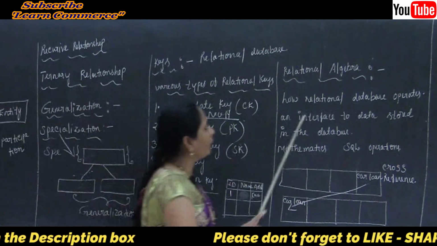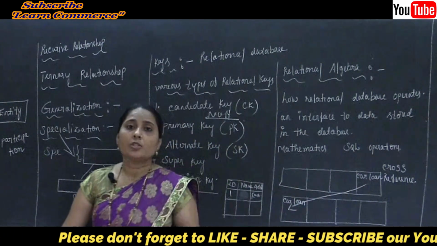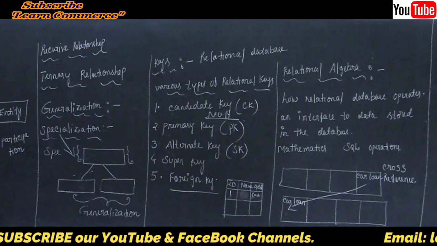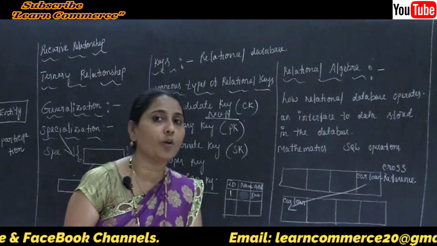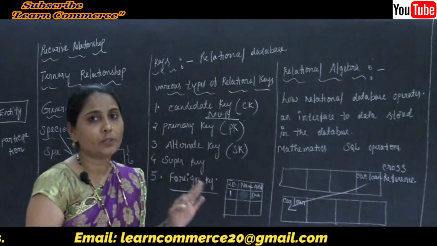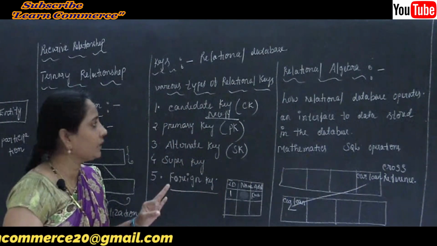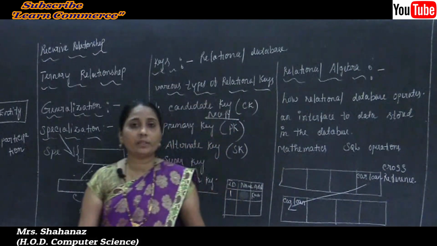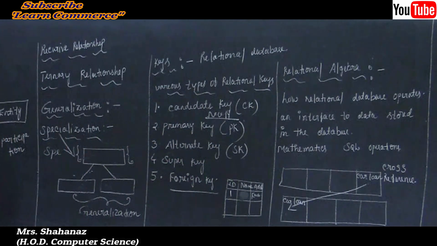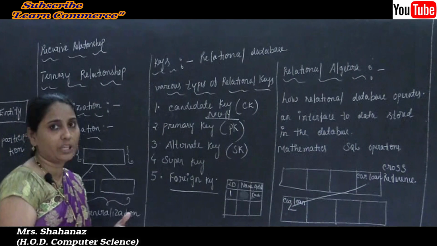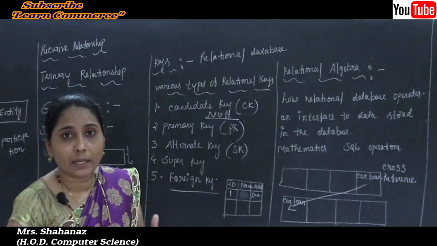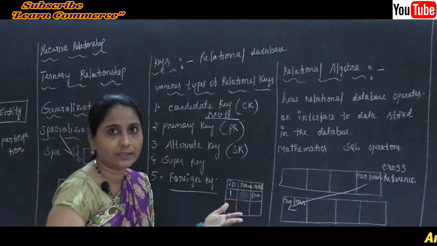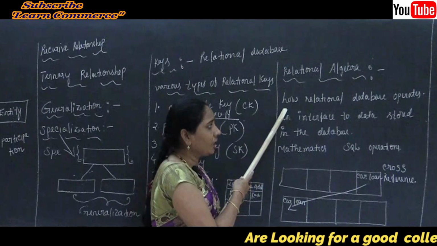Now the last thing is our relational algebra. So what do you mean by relational algebra? Relational algebra is a formal description, that means the formal meaning, of how a relational database operates. Whatever data we arrange in tables is called the relational database. So how our relational database operates from one table to another, it is going to tell. Clear this point here? So, how a relational database operates.